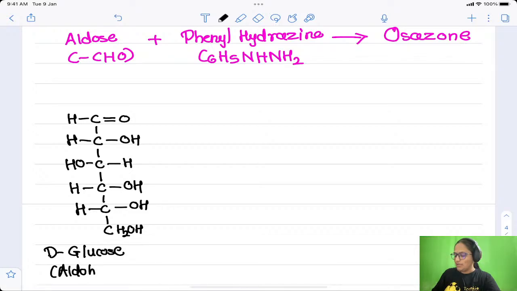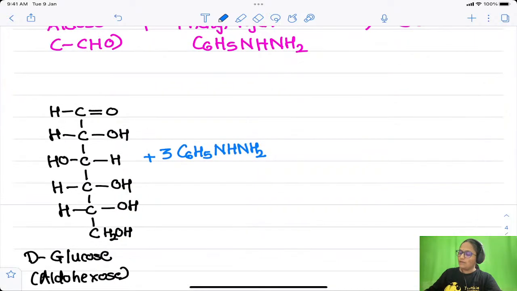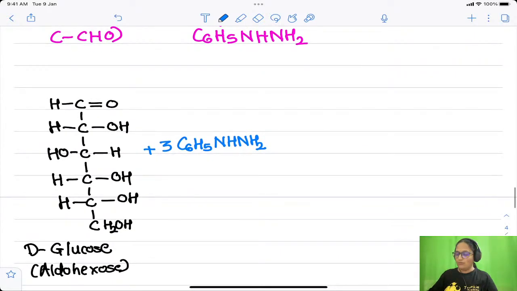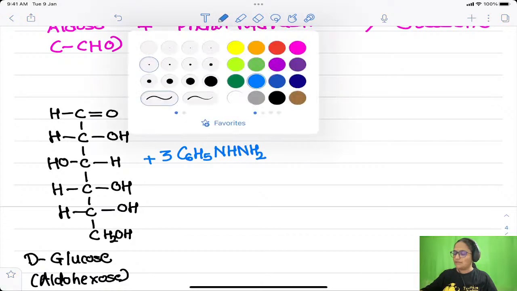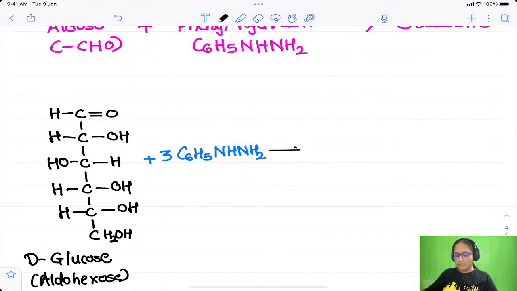This aldohexose glucose can react with phenylhydrazine molecules. Three molecules of phenylhydrazine are required here. Why are 3 required? I'll explain later with the help of the mechanism. C6H5NH2 is your phenylhydrazine. When we treat glucose with it, we get the osazone. Let us see the structure of that product.